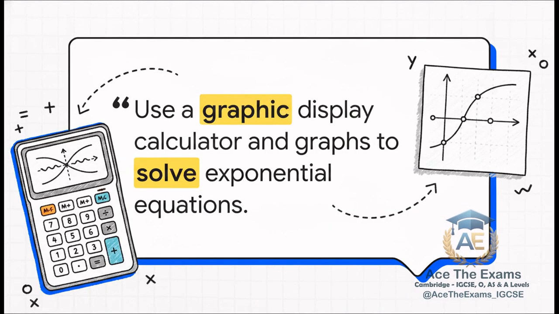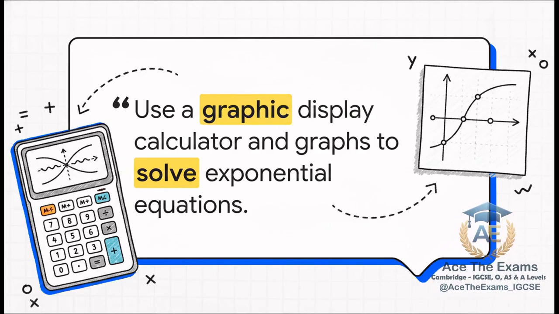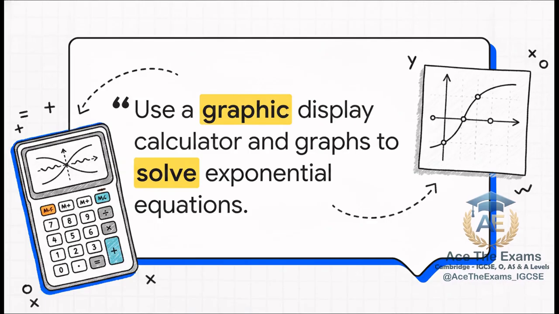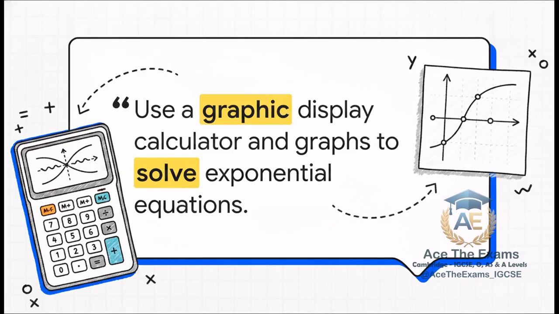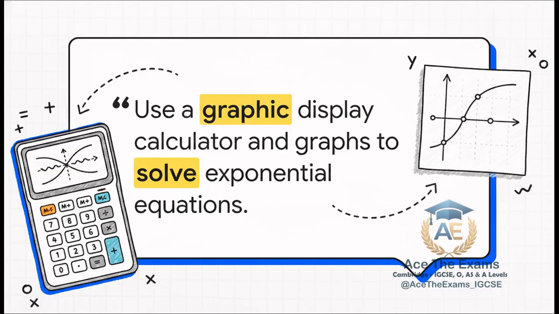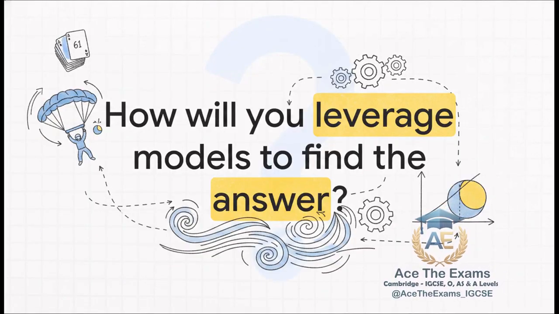The Cambridge material gives us a very direct instruction here. Just use a graphic display calculator. By plotting these complex exponential functions as visual graphs, we can effortlessly find the exact spot where the lines intersect with our target numbers. The digital tool literally turns a massive algebraic headache into a simple visual dot on your screen. And really, that's the ultimate takeaway from all these investigations.